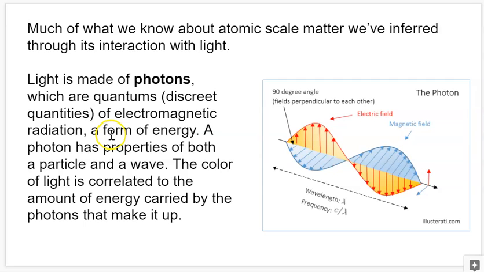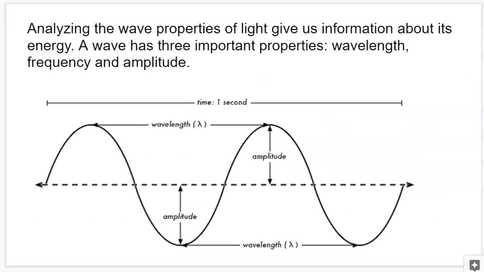And a photon has properties of both a particle and a wave. So we can visualize it as a single point in space that is moving. And then we can also visualize it as a wave, something that sort of vibrates through space and has properties of a wave, which we'll talk about in a moment. We also know that the color of light is correlated to these wave effects, and that the amount of energy they carry can affect the color of that light. So let's talk about waves.